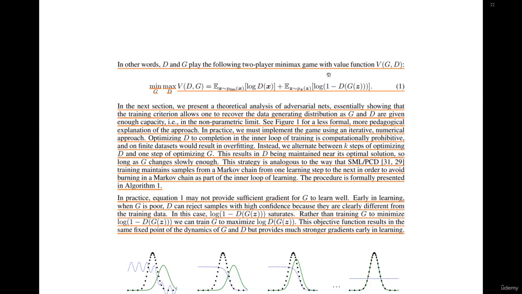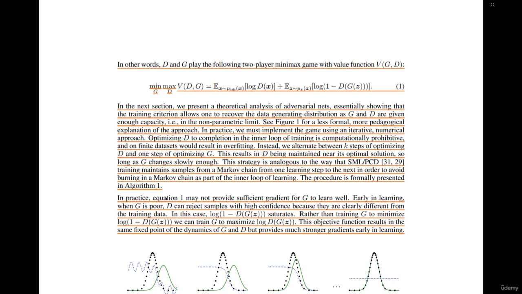After looking at the loss, in the next section they present a theoretical analysis of adversarial nets. When given enough capacity, we are able to produce a data generating distribution G which is very similar to D. Optimizing D to completion in the inner loop of training is computationally prohibitive, and on finite data sets would result in overfitting. Instead, we alternate between k steps of optimizing D and one step of optimizing G. This results in D being maintained near its optimal solution, so long as G changes slowly enough. The procedure is formally presented in Algorithm 1.